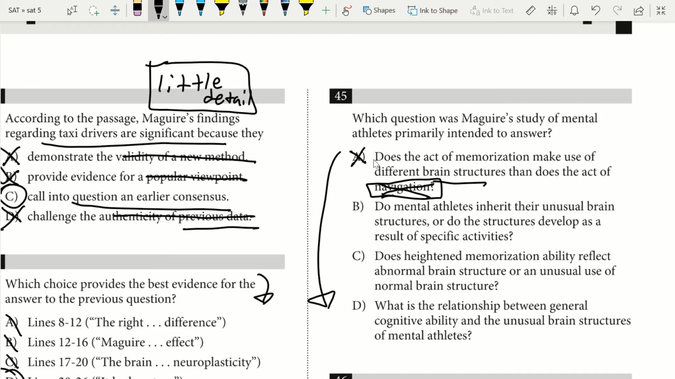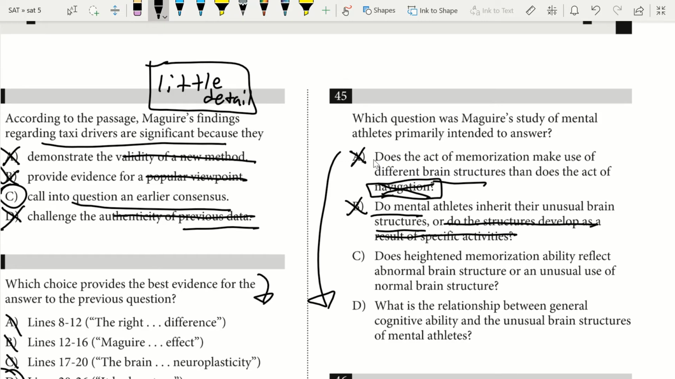B, do mental athletes inherit their unusual brain structures, or do the structures develop as a result of specific activities? Okay, once again, this is wrong. So what makes this wrong? Well, this first part is correct, but the second part is incorrect. Saying do the structures develop as a result of specific activities? That's not what we're testing.